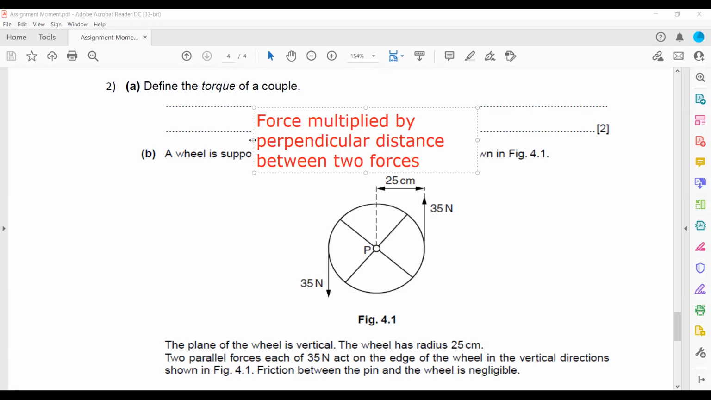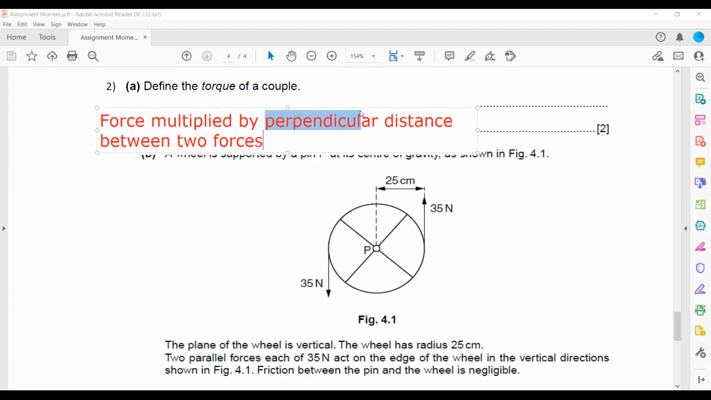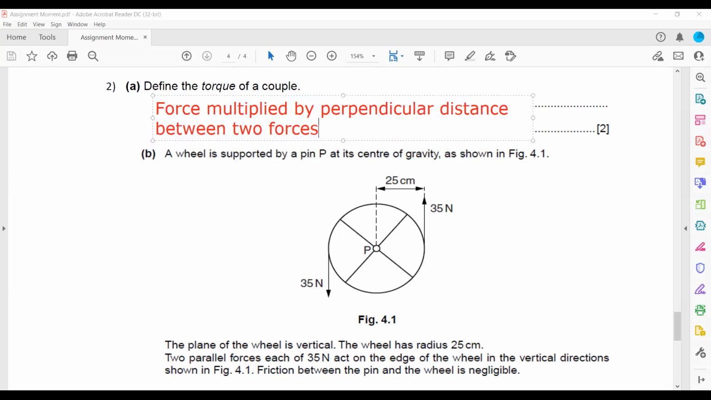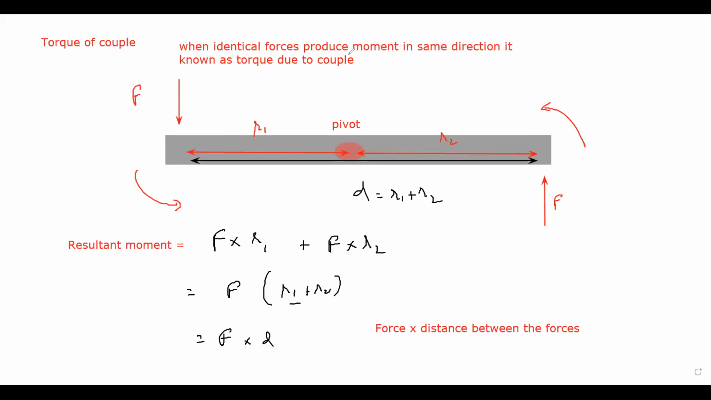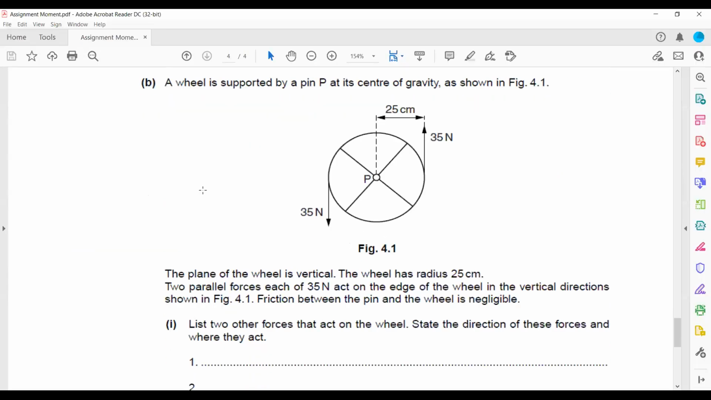You can also explain the idea, the formula. You can also explain torque due to a couple: when identical forces produce a moment in the same direction, it is known as torque due to a couple, which can be calculated by using the formula force multiplied by the perpendicular distance between the two forces. Torque and moment are the same thing. There is no difference between them.